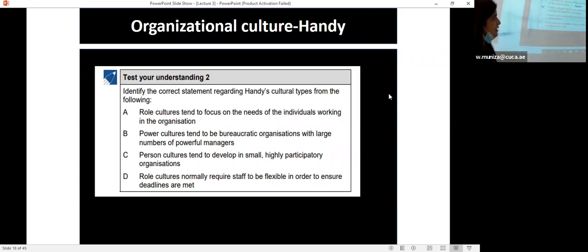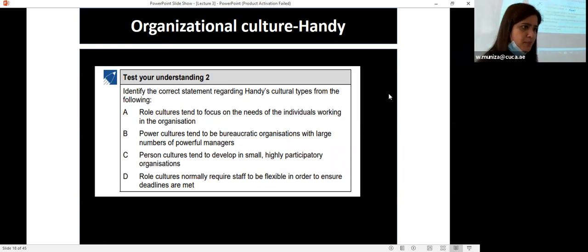Person culture tends to develop in small, highly participatory organizations. When the person culture is there and there is a professional bureaucracy, do you think that there will be small organizations in which the professionals are going to participate a lot?